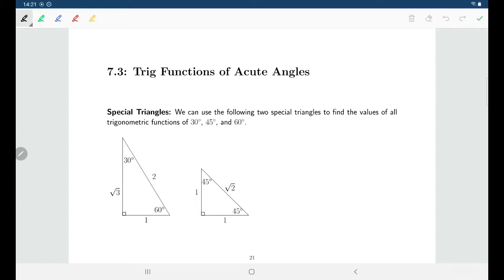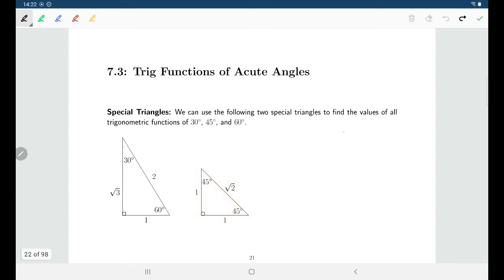Welcome back. In this section, we'll be finding exact trig function values for angles that are 30, 45, and 60 degrees. We'll be doing this using these two special triangles, and they both are right triangles where we have in one of them angles that measure 30 degrees and 60 degrees, and the other where they measure 45 and 45.